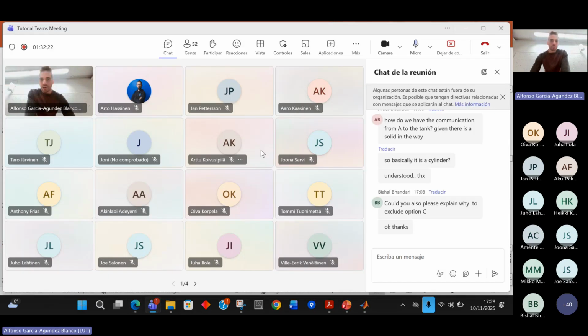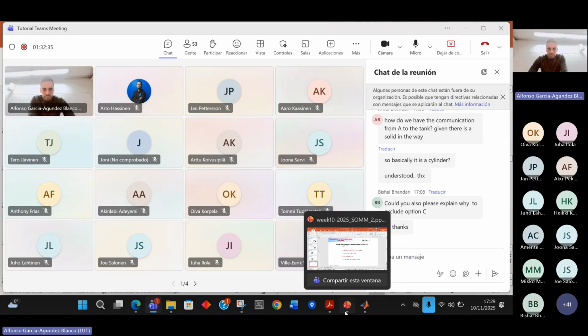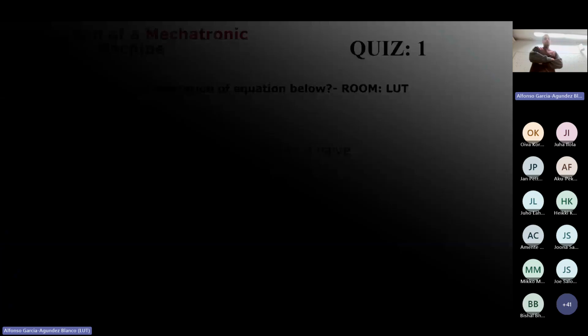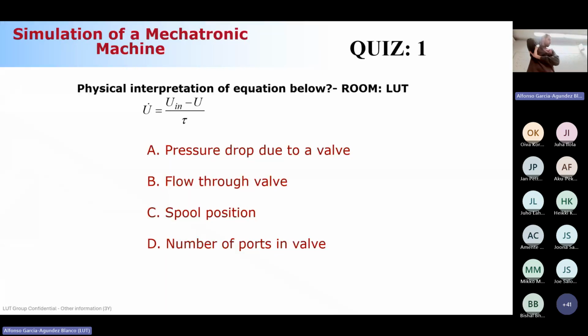Students online, you have quiz 1 ready and you can complete it. You can do it during the lecture, so perfect. I can give you 1 or 2 minutes and we can continue. Yes, you have it here. So basically, you are asked about the physical interpretation of this equation. It is exactly what we have just mentioned. I think it's very simple.